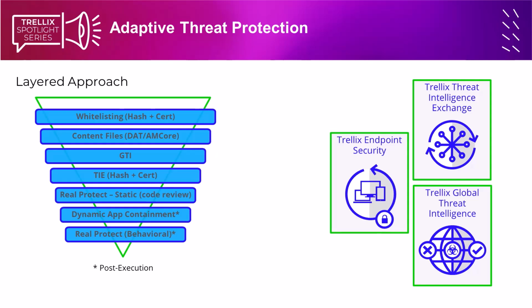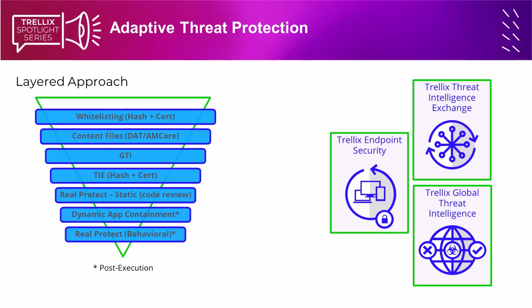GTI reputation, of course. If you have a TIE server, that does definitely add some functionality to the product. TIE is considered, and that would be part of the JTI scanning. And again, I'll show you the rules a little later on for the JTI rules. Then your RealProtect static code review, right? Basically, a fancy way of saying RealProtect static is scanning that process behavior.